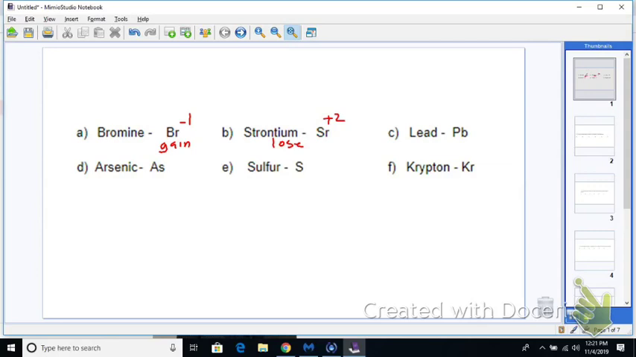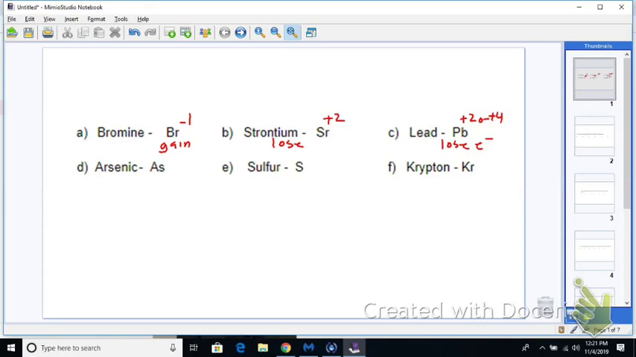Alright? When you find lead, lead's in two places. It's under the +2 column and it's under the +4 column. In either case, whether it's a +2 or +4, it's going to lose electrons.